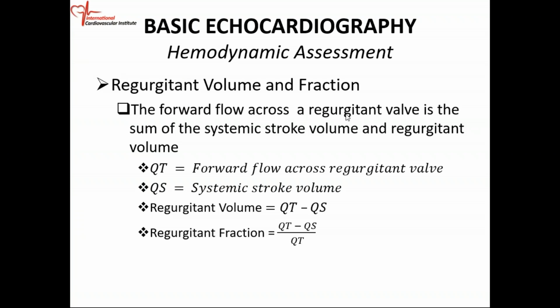The general concept is that if you're looking for regurgitant volume, the forward flow across a regurgitant valve is the sum of the stroke volume, which is the normal flow, and the regurgitant volume. When we talk about mitral regurgitation, blood goes back into the left atrium and mixes with the normal amount of blood that would flow forward. The additional amount of blood is the regurgitant volume. We can calculate the normal flow by using the flow across the left ventricular flow tract. The difference between the two flows is the regurgitant volume. The regurgitant fraction is the regurgitant volume over the forward flow across the mitral valve.